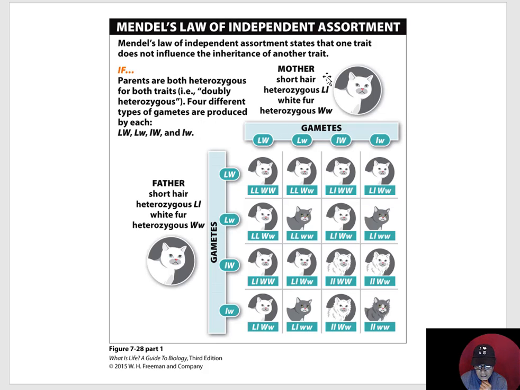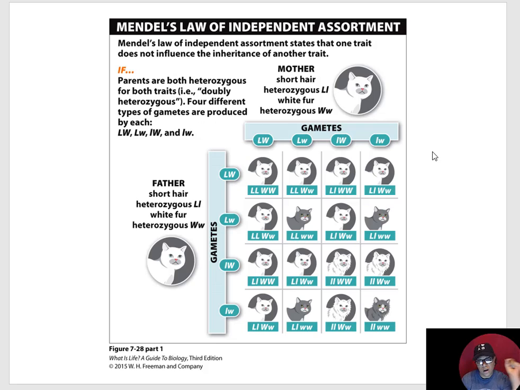So here, the mother is short hair, heterozygous for the gene for short hair, and she is also heterozygous for the gene for white fur. So we're looking at 2 genes here. Then we look at the possible gametes that can be produced, because remember, that's what we put across this top line and this side line: the possible gametes that this one individual can produce and the possible gametes that this other individual can produce. And then we start filling in the squares.